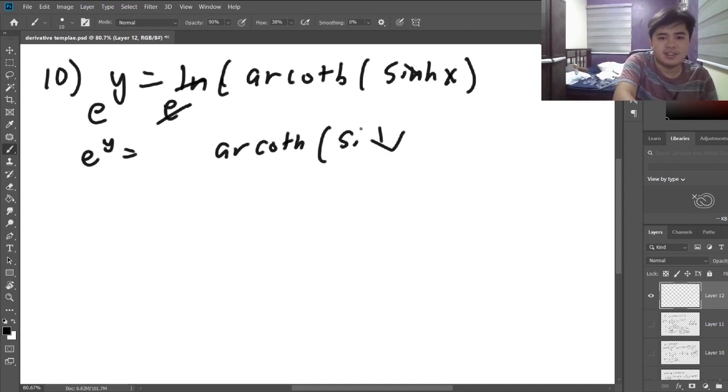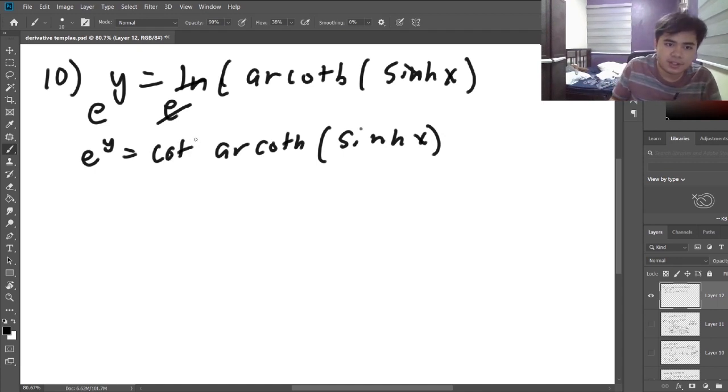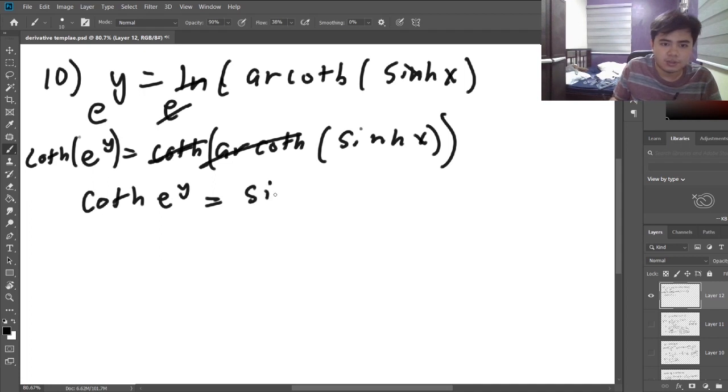Sinh of x. To remove the inverse hyperbolic cotangent here, we can put hyperbolic cotangent on both sides. Like this one and this one cancel each other out. We get hyperbolic cotangent of e to the y is equal to sinh of x. All right. So this is much easier to work with because there's no mess here. So we can start finding the derivative here.